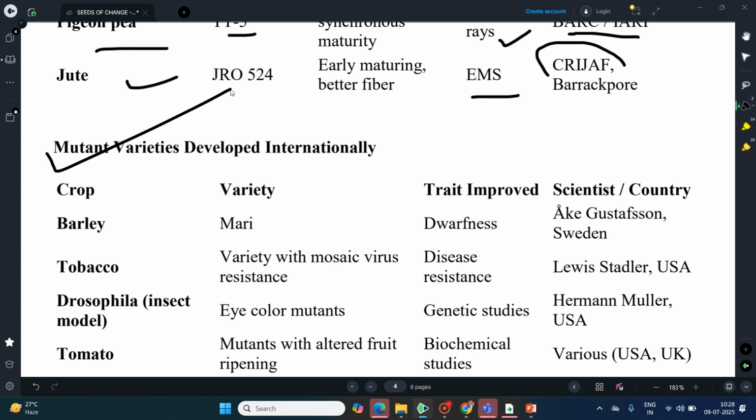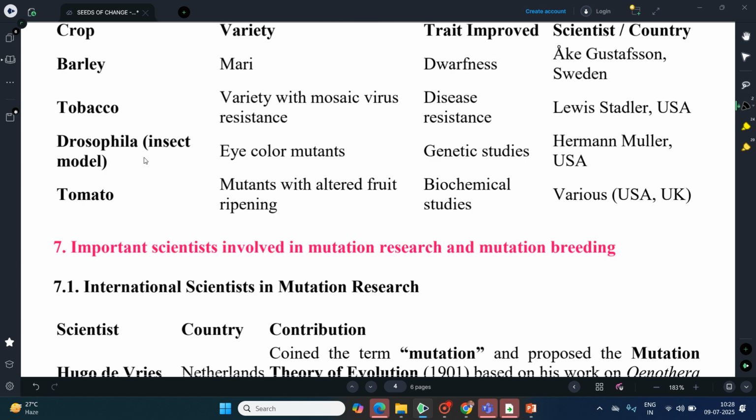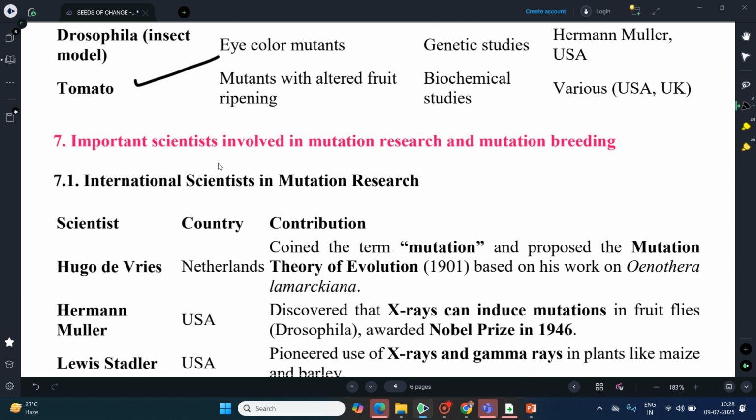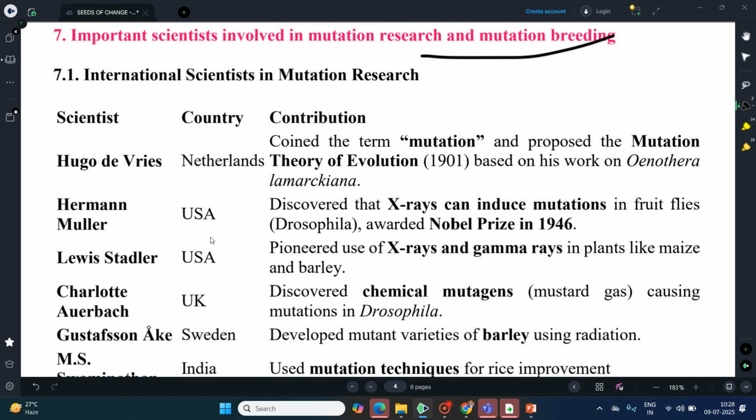Mutant varieties developed internationally. There are many in barley, tobacco, Drosophila, and tomato. And important scientists who are involved in mutant research and mutation breeding internationally: Hugo de Vries from the Netherlands. He coined the word mutation and proposed the mutation theory of evolution in 1901.